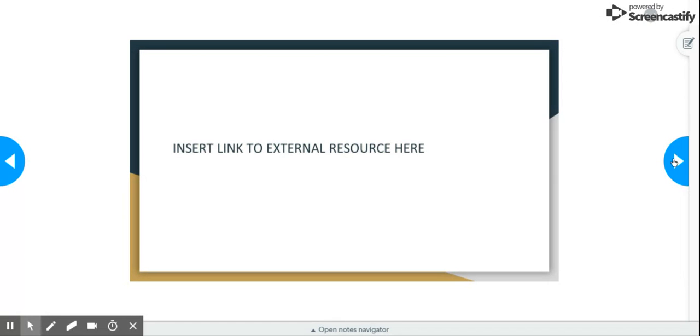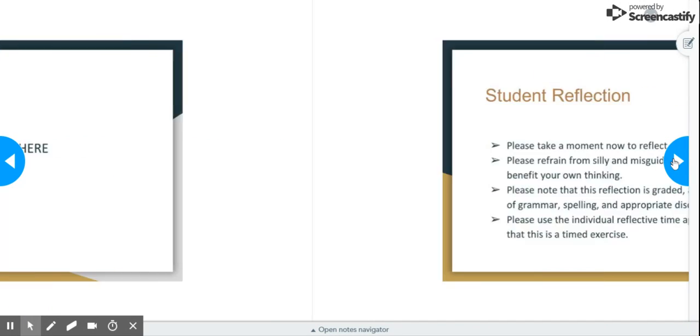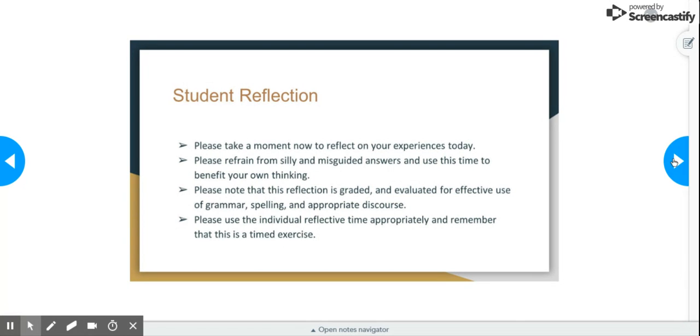At this point, we would move to the external resource that they're using. It might be Discovery Education, it might be IXL, or it might be any other intervention platform that the school is using at that time. At that point, they will spend 15, maybe even 20 minutes going through that activity or going through that resource.